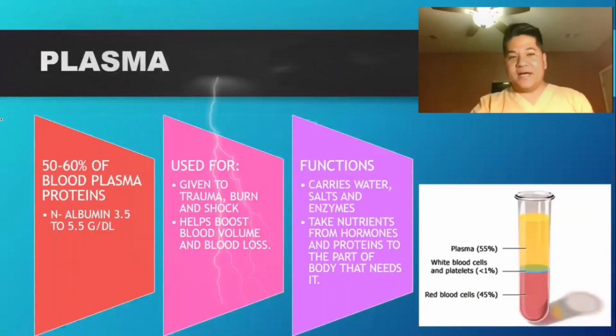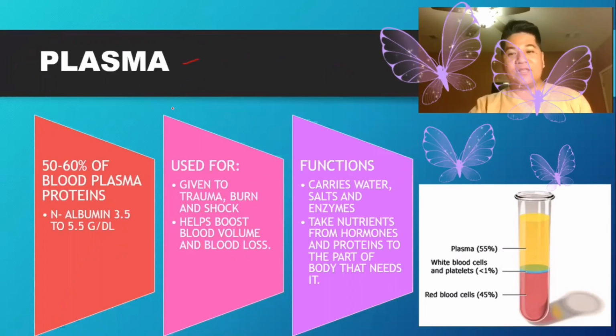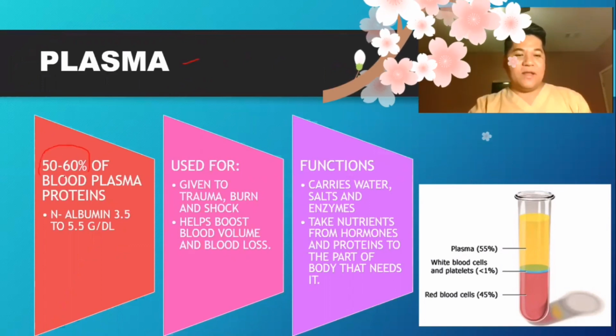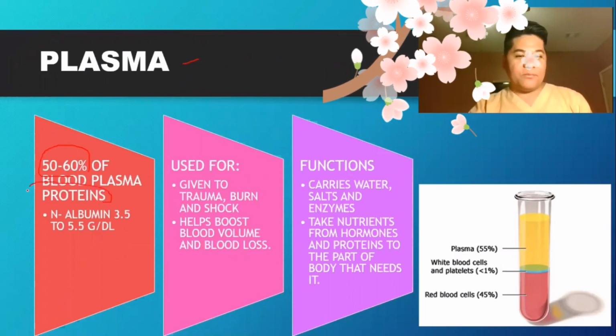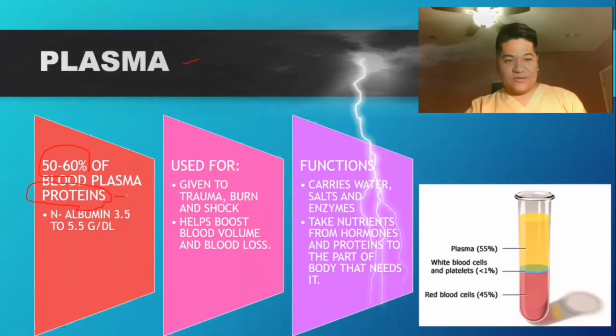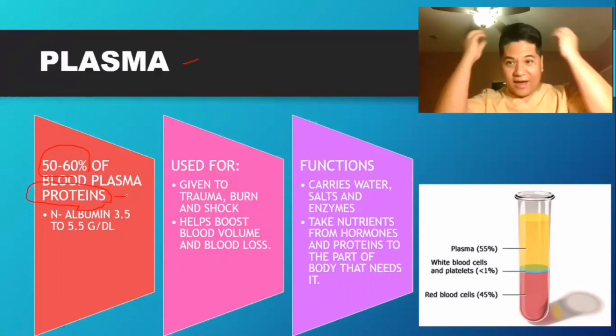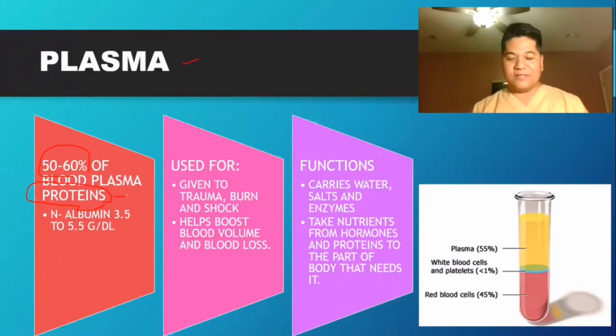Next is plasma. Plasma constitutes the largest portion of the blood components, which is 51%. Remember that it is mostly water. 50 to 60% of the blood plasma is proteins. Protein is important because it is responsible for the healing process. The more protein you recruit, the more you're going to heal a certain injury. Remember that our body is made up of protein, including your tissues, your skin, your nails, and your hair. Everything on our skin is protein.